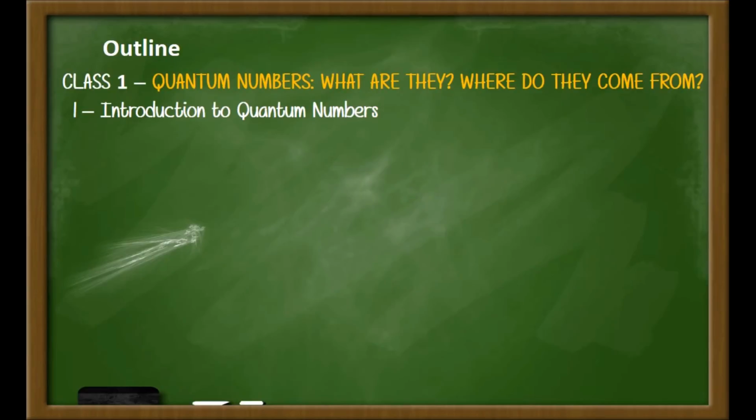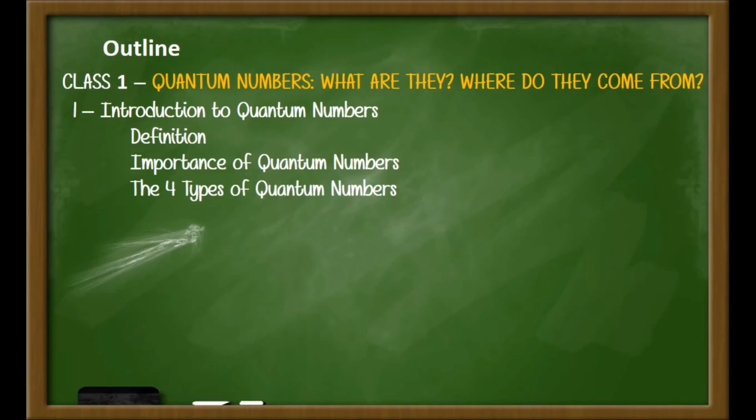In today's class, we are going to study topics like Introduction to Quantum Numbers. With this topic, we're going to study things like definition of quantum numbers, importance of the quantum numbers. We'll see why it is important to differentiate the electrons present in the same atom by assigning them a unique set of 4 quantum numbers, and then the 4 types of quantum numbers.